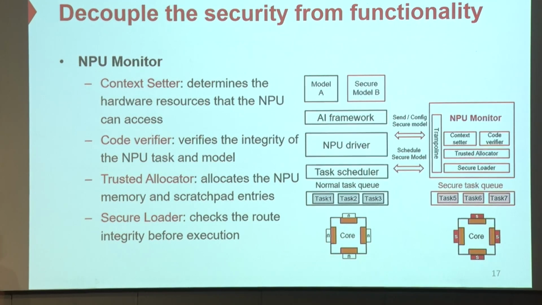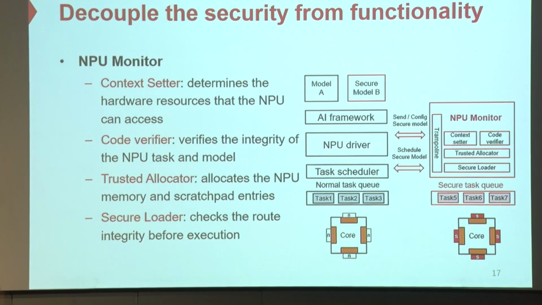First is the context setting, which determines the hardware resources that the NPU can access. Code verifiers check the measurement of NPU code and decrypt the secure models. Trusted allocators can securely allocate the NPU's memory and the scratchpad entries. Finally, a secure loader tracks the root integrity before executing the secure NPU task.